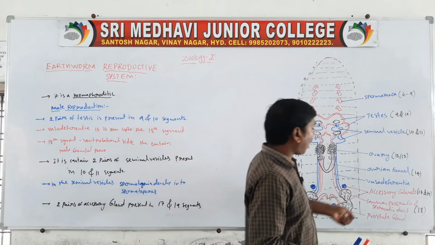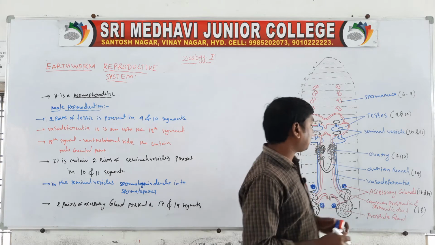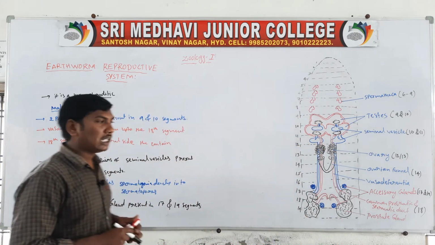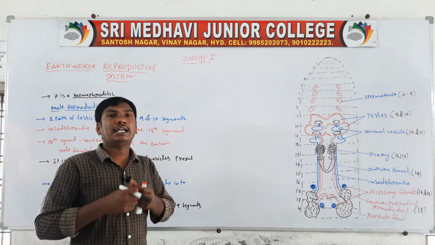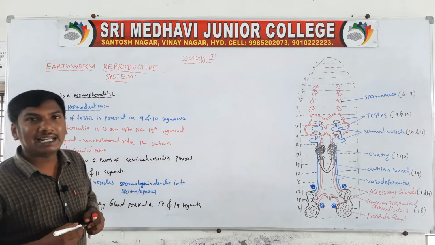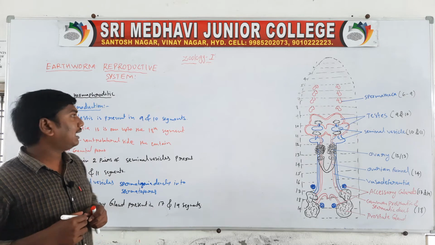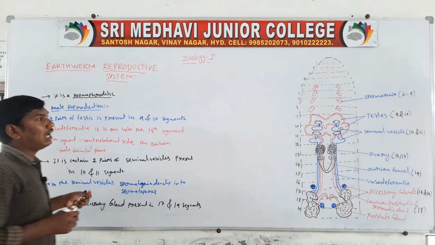Next, the common prostatic and spermatic duct opens into the 18th segment. These openings are called the male external genitalia. So that is the male reproductive system.